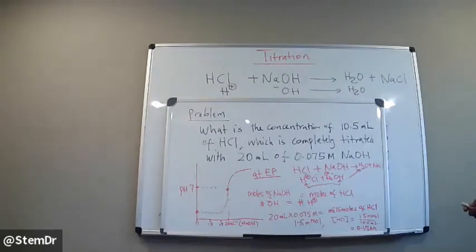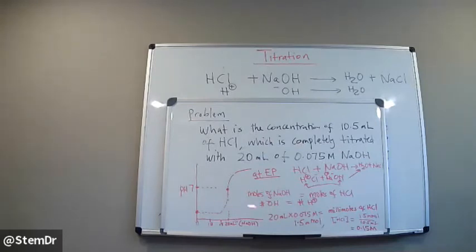So in this problem, it's asking what is the concentration of 10.5 ml of hydrochloric acid. You don't know what its concentration is. One of the applications of titration is to find the concentration of an unknown acid or base, which is completely titrated with 20 ml of 0.075 molar sodium hydroxide.